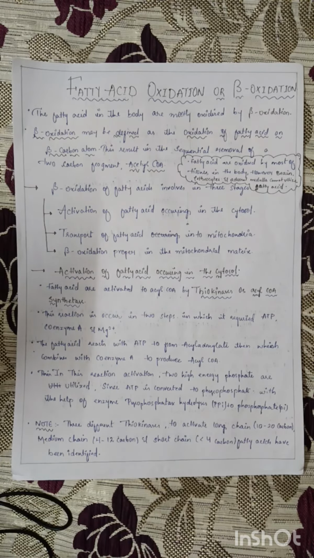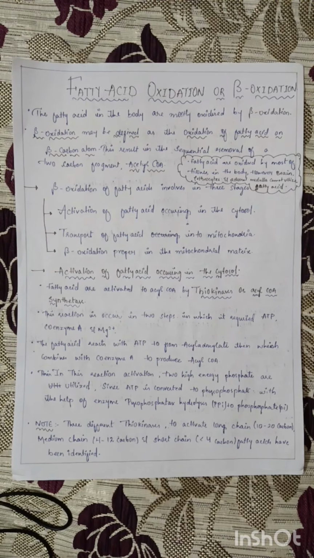So, beta oxidation takes place in three steps. First of all, we have activation of fatty acid occurring in the cytosol. Then we have to transport that fatty acid from the cytosol, or cytoplasm, into the mitochondrial matrix. Then we have beta oxidation proper in the mitochondrial matrix.